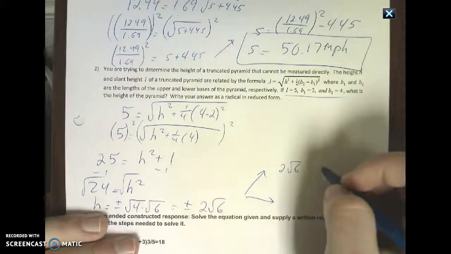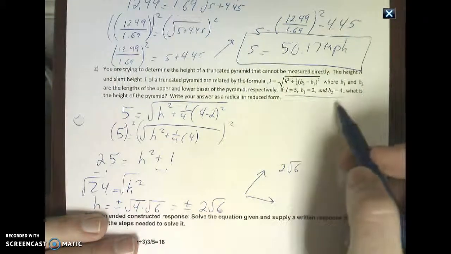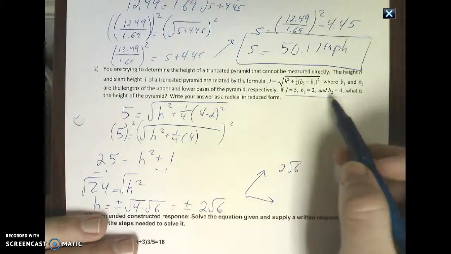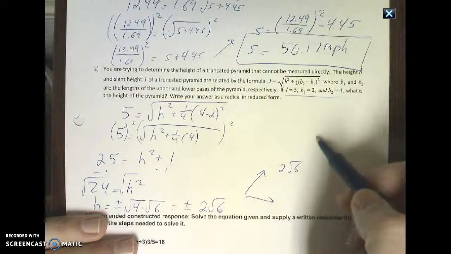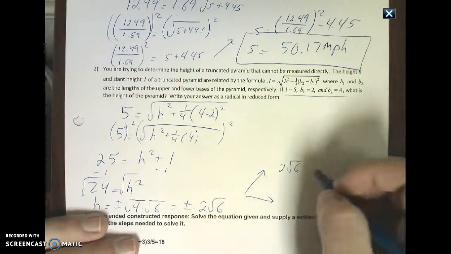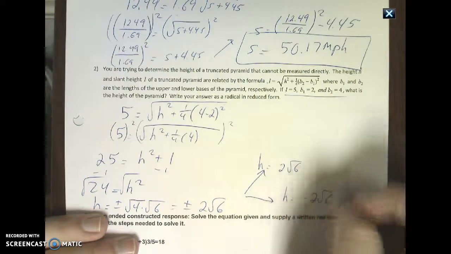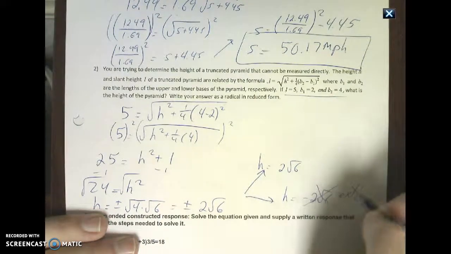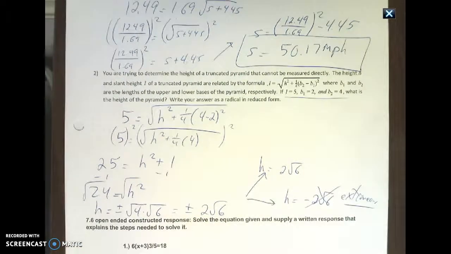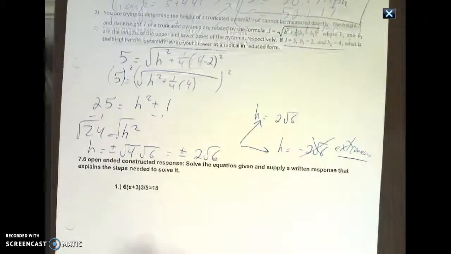What are we talking about here? In feet? You're not telling us units. Okay, so the height, h, is this. The h is not negative 2 root 6. This is extraneous, because again, I don't want to have a negative height. I don't see a unit there.